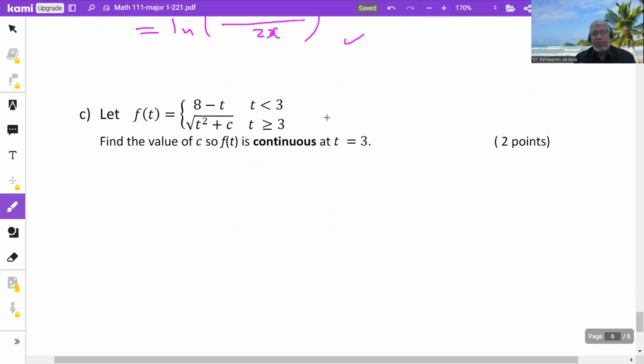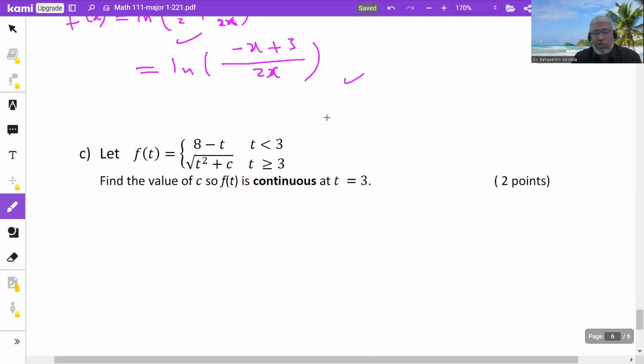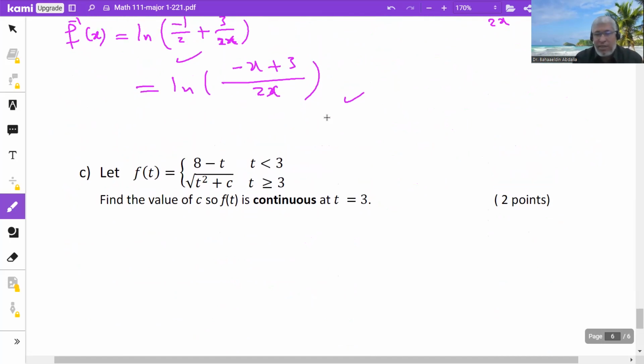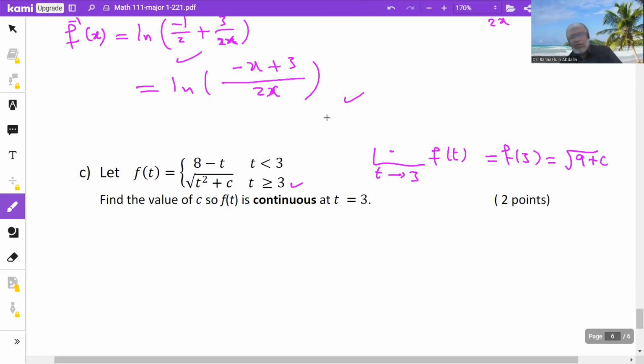The last question is about continuity. Find the value of c so that f of t is continuous at t equals 3. The function would be continuous when the limit of f of t as t approaches 3 equals f of 3. In fact, f of 3 here, because t is greater than or equal to 3, to find f of 3, we use the second definition. We replace t by 3. So it would be square root of 3 squared, which is 9, plus c. This is f of 3.